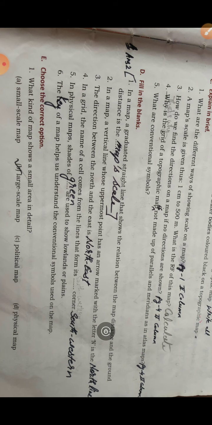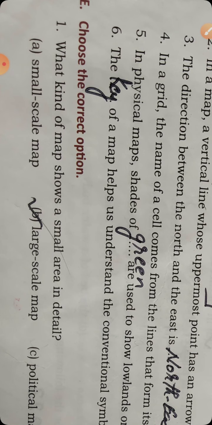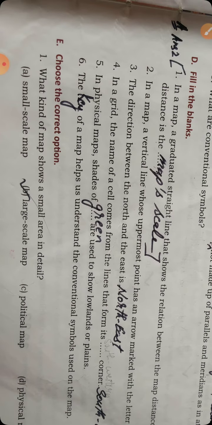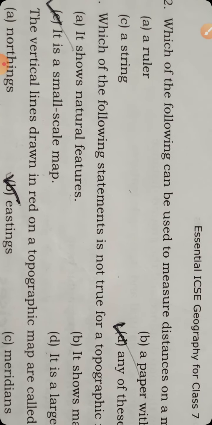Choose the correct option. You all can see E exercise it is. What kind of map shows a small area in detail? So B option is correct in this, a large scale map. I hope all are doing very carefully. Don't make any mistake. Now coming on next page, we now choose the correct, E exercise.